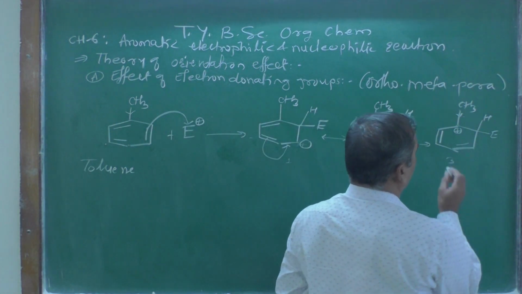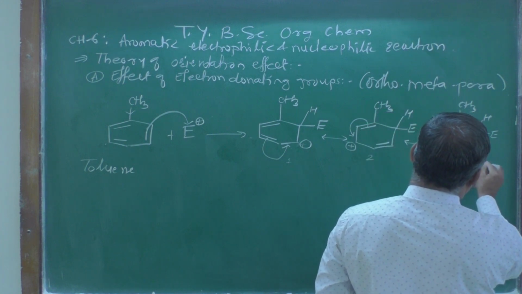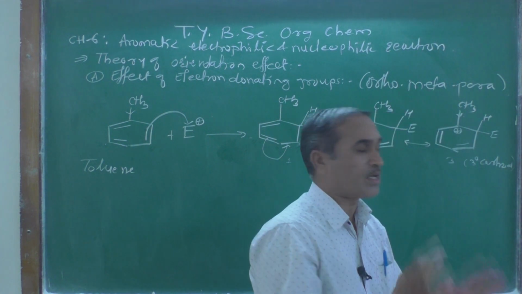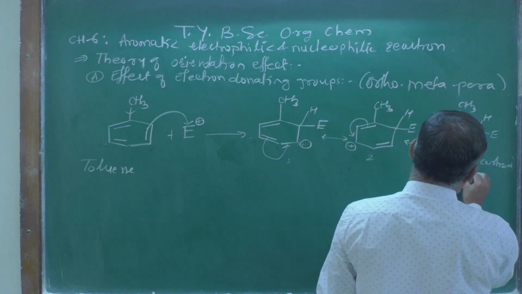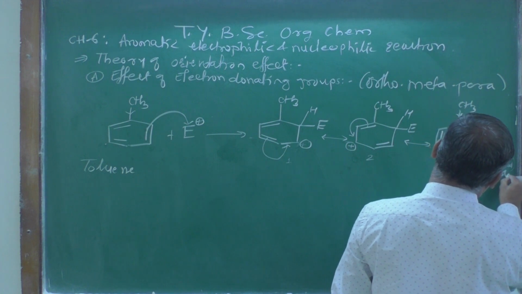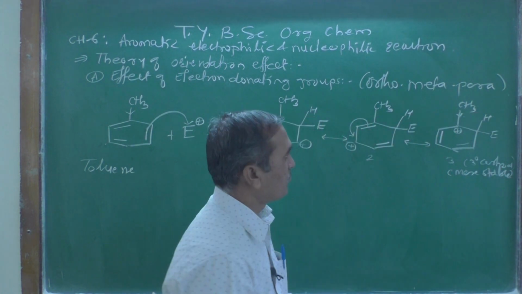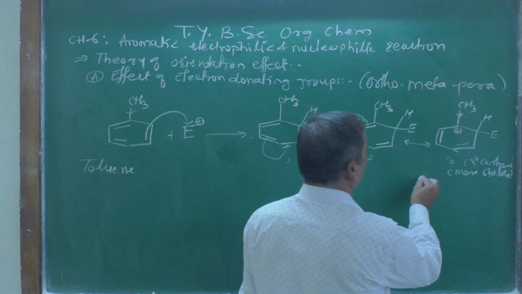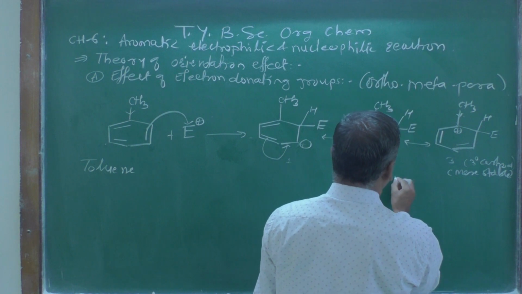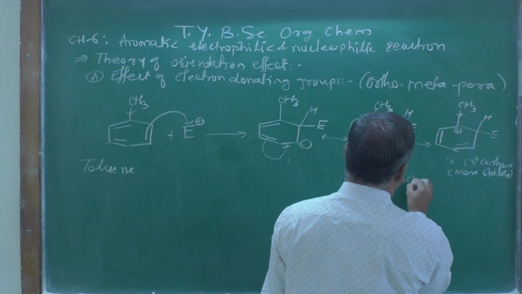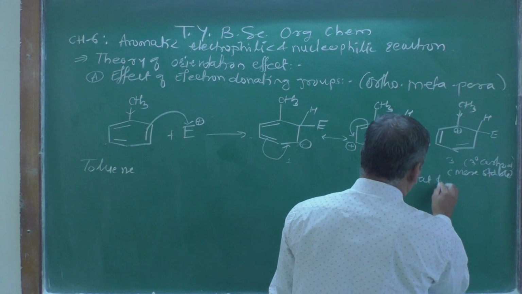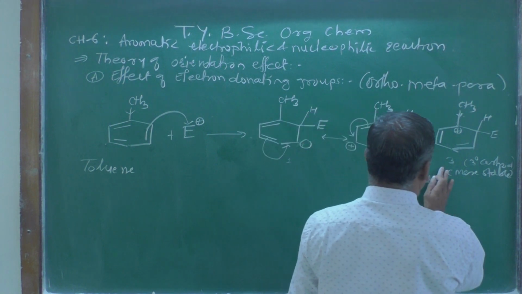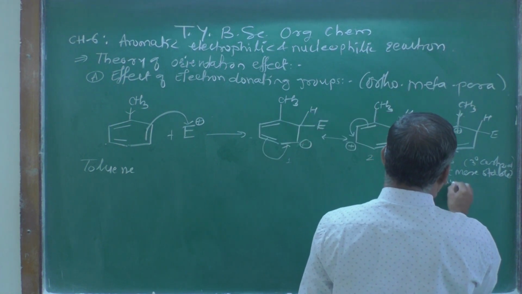This carbocation is a tertiary carbocation, right? Tertiary carbocation, and that tertiary carbocation is more stable. Why is it more stable? Because this tertiary carbocation is well stabilized due to the plus I inductive effect, plus I effect, as well as the hyperconjugative effect.